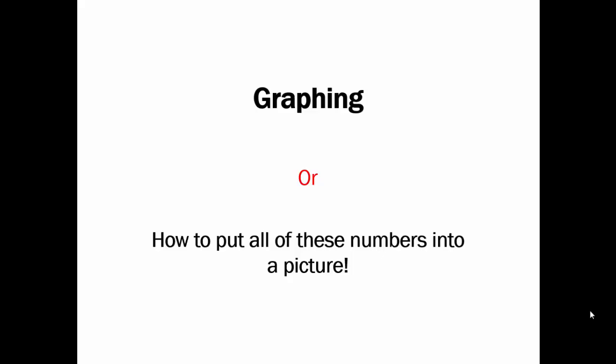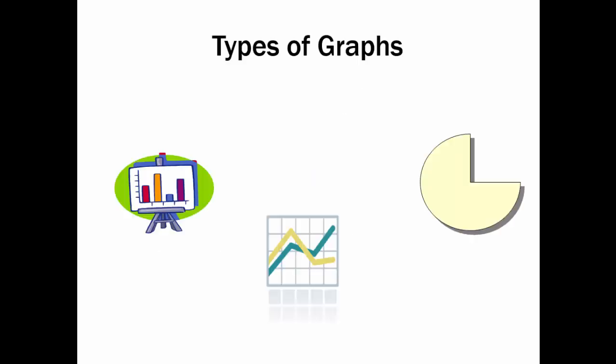Graphing, or how to put all these numbers into a picture. There are three main types of graphs: a line graph, a bar graph, and a pie graph.